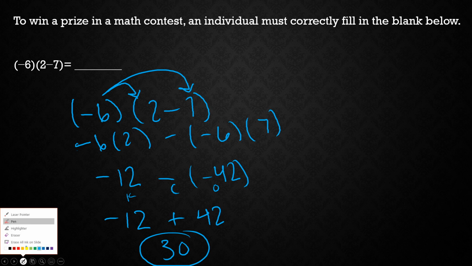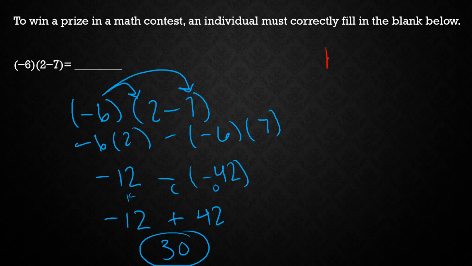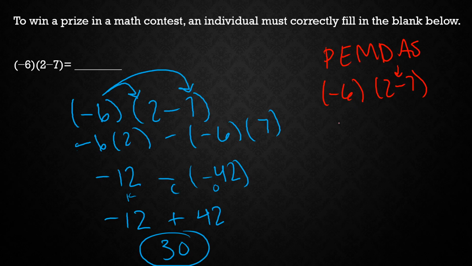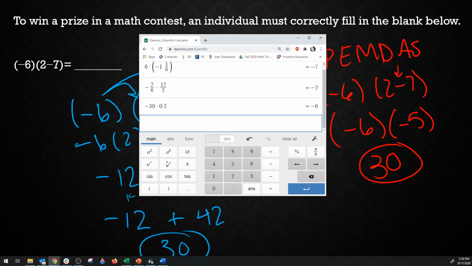The other way to do this, and I think for this one is a little bit faster, is order of operations or PEMDAS. I have the same problem, but PEMDAS tells me to solve what's inside my parentheses first. 2 minus 7 is negative 5, and negative 6 times negative 5 is positive 30. Guys, on this problem, you can also double check it a third time by typing this into a calculator. Negative 6 times 2 minus 7 also gives me 30. So on this problem here, there's 3 different ways you can solve it. This calculator is a great way to double check your work if you want to do one of the 2 original methods first.